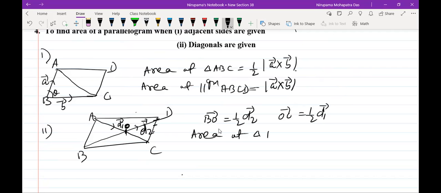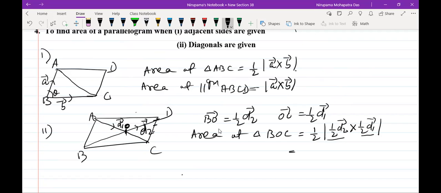triangle BOC equal to, again, BO and OC are two adjacent sides, half of the magnitude of half D2 cross half D1. I'm taking here half of the magnitude of BO vector cross OC vector. BO vector is half D2. OC vector is half D1.